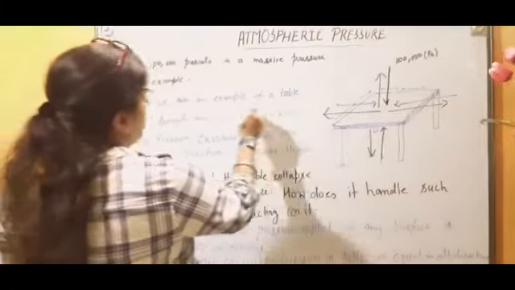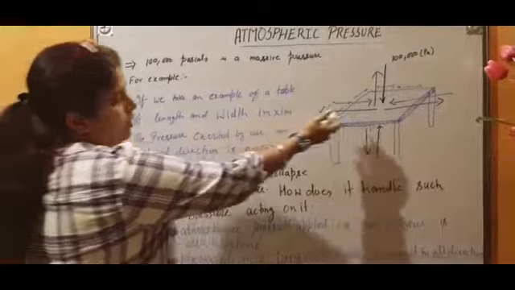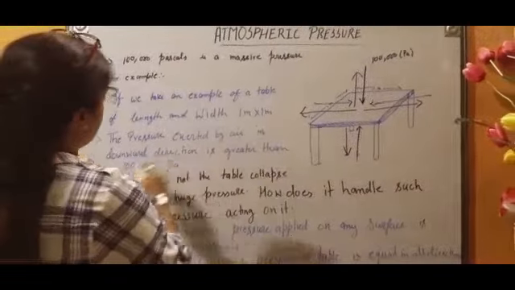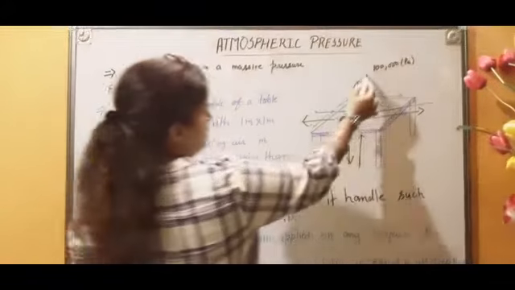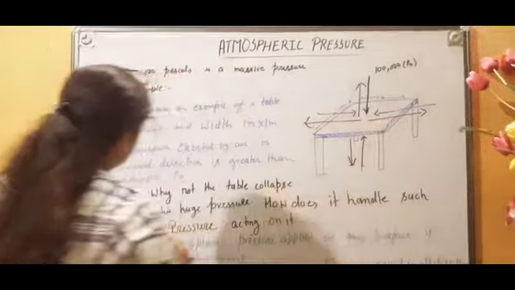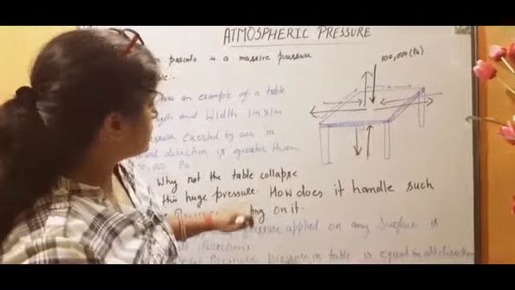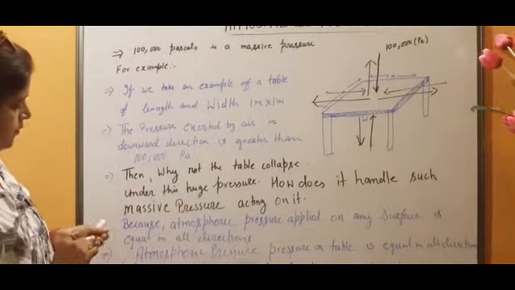If we take an example of a table of length and width 1 meter by 1 meter, as I told you, the pressure exerted by air in the downward direction is greater than 100,000 pascals, as I am showing you here. Then why does the table not collapse under this huge pressure? How does it handle such massive pressure acting on it?